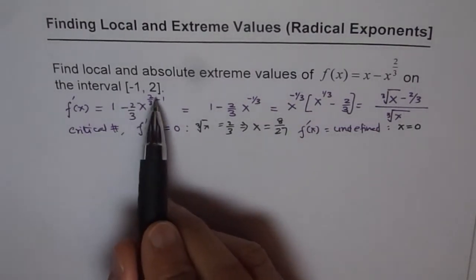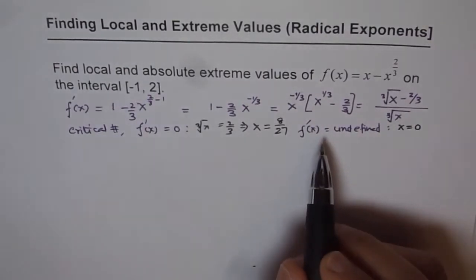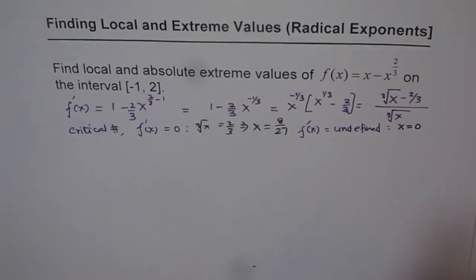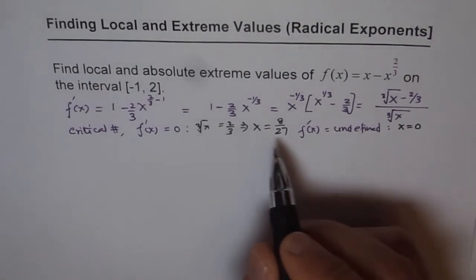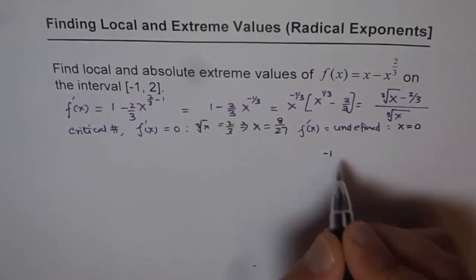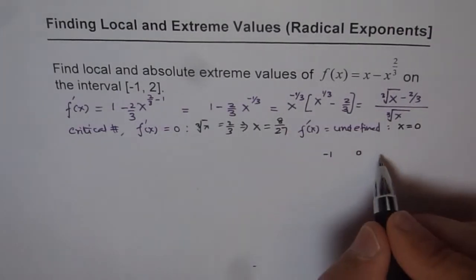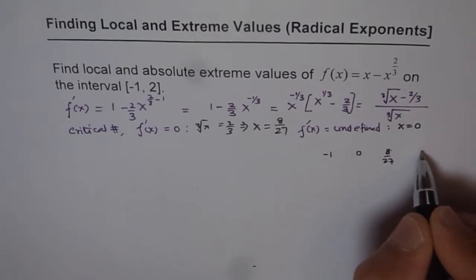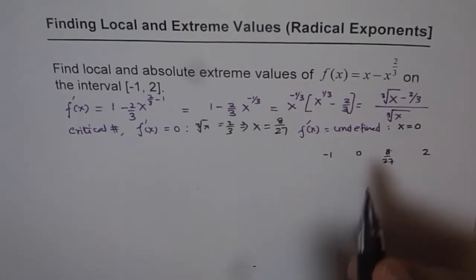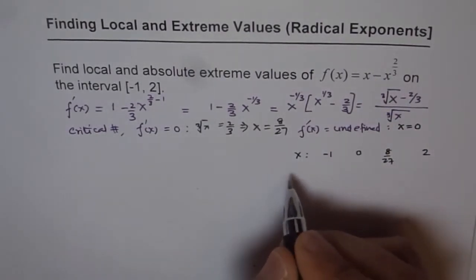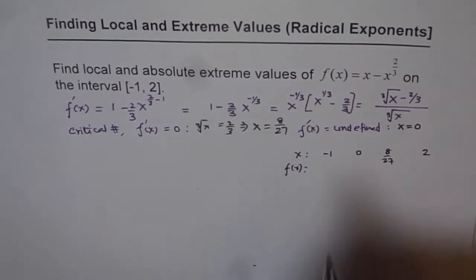Now we have boundary points, which are minus 1 and 2, and we have 8 over 27 and 0. So we got 4 points to test. We can write these points in order: the leftmost point will be minus 1, then we have 0, then 8 over 27, and 2. So these are our points. Let's find the value of the function at these points. So these are the x values. Now let us write down the f of x values for these points.